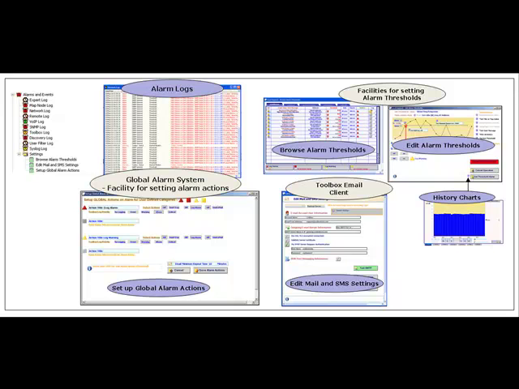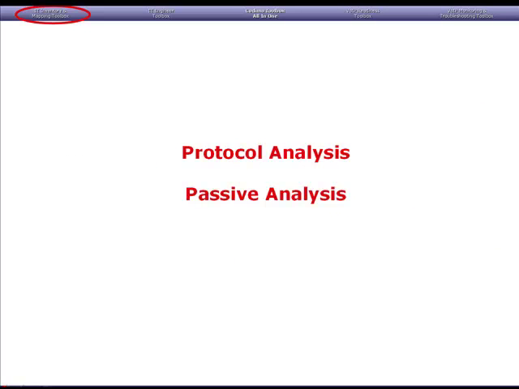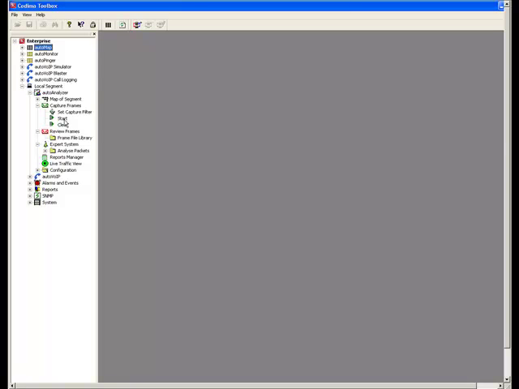And next I'm going to cover two tools, the protocol analysis tool and the passive analysis tool. To use these specific tools, the toolbox has to be deployed so that it can monitor the relevant traffic flow, which would involve connecting the toolbox to a mirror port or a tap.